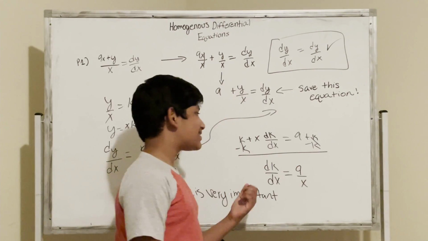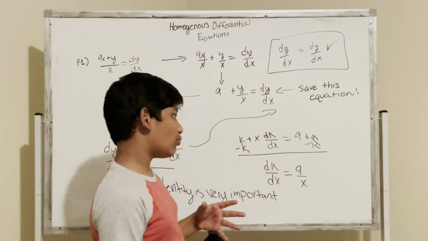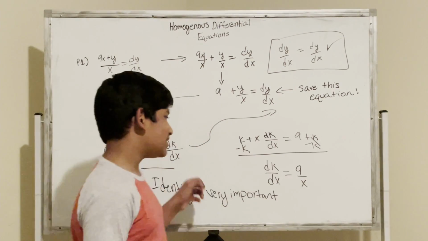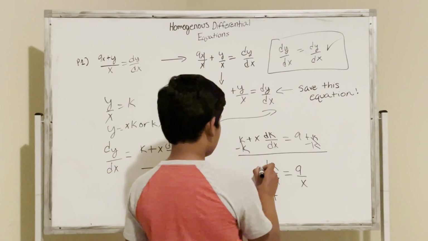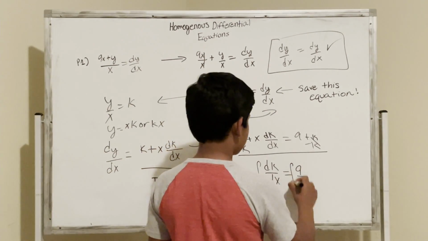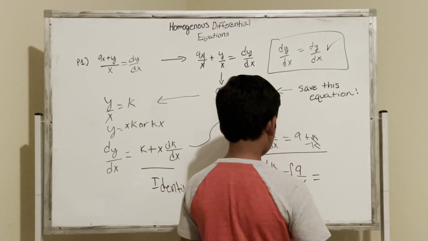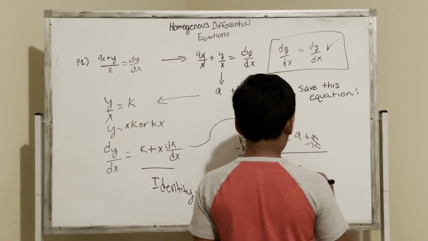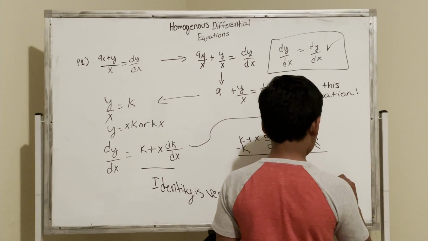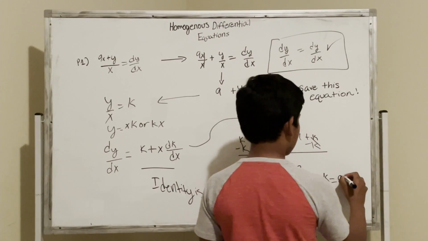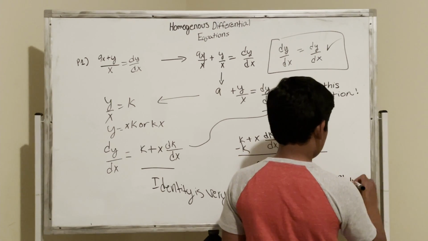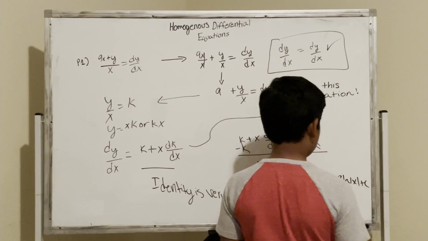So we get x dk over dx. And what we did in one step is we divided the x to get dk over dx is equal to 9 over x. Now using the separable method, we can integrate both sides to get k is equal to 9 times the natural log of x plus c.